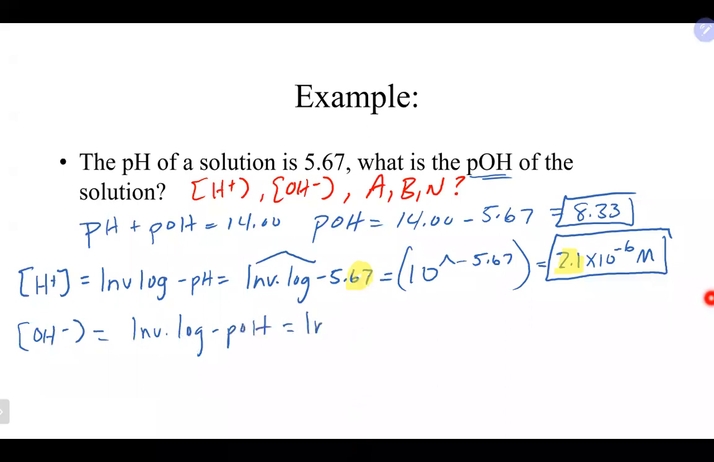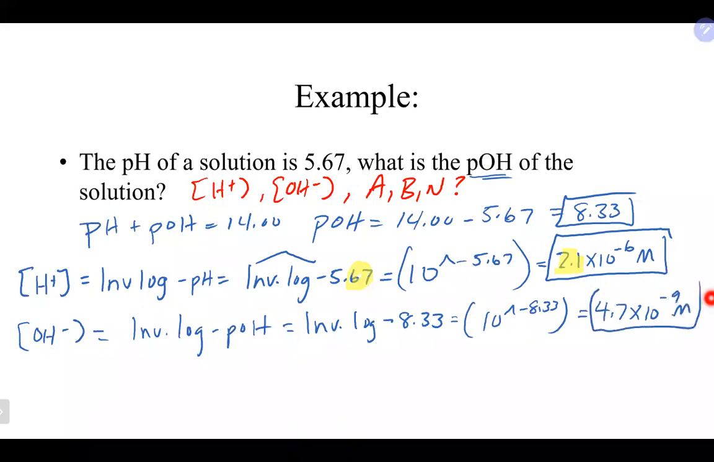That's going to give us the inverse log of negative 8.33. Once again, on your calculator, it'll probably look something like this if you punch it in with your shift or second button and your log, and you will get about 4.7 times 10 to the minus 9. It looks like it also needs a molarity calculation there. Any questions on any of those values there?